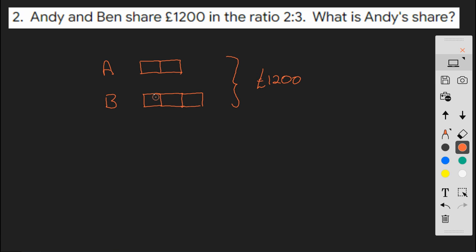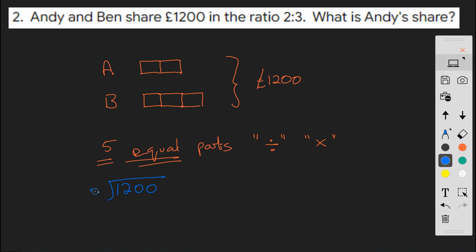So you'll see in my picture that I have Andy's 2 parts here and I have Ben's 3 parts. The important thing to realise is that we have 5 equal parts. And as soon as we have equal parts, it should be crying out that we are going to be either dividing or multiplying. Well, in this instance, we need to divide because we need to share out this 1200 between these 5 equal parts. So 1200 divided by 5.